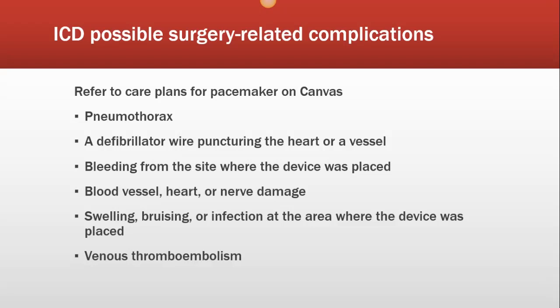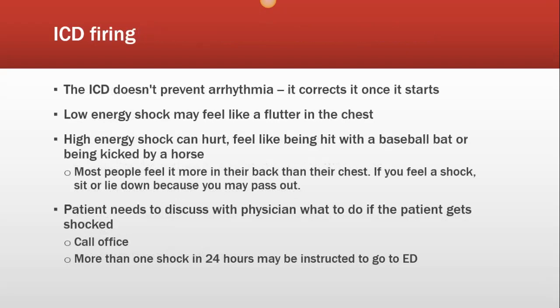But some possible surgical-related complications with an ICD placement are pneumothorax, the defibrillator wire puncturing the heart or a vessel, bleeding from the site, blood vessel, heart, or nerve damage, swelling, bruising, or infection at the area where the device was placed, and venous thromboembolism. All problems and complications similar to the pacemaker that can arise with the ICD. Keep in mind the ICD doesn't prevent an arrhythmia, it corrects it once it's started.